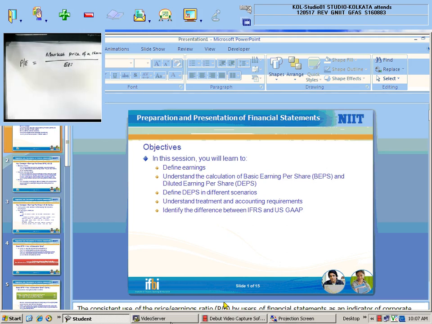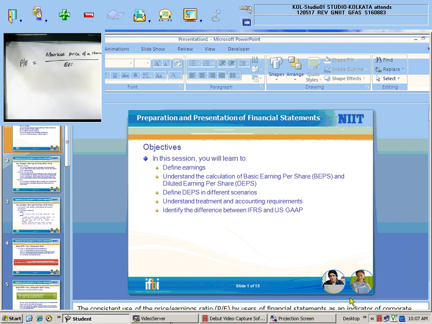Now, P/E ratio is a very important indicator for the investors, for the users of the financial statements, and the key component of the P/E ratio is the earning per share. So there is an accounting standard IAS 33 which lays down certain standards based on which the company will report their earning per share. In the financial statement, the earning per share is also reported by the companies. So how is it to be calculated?